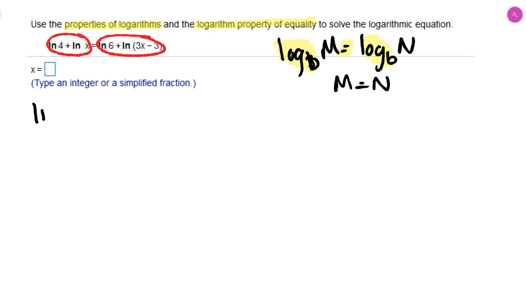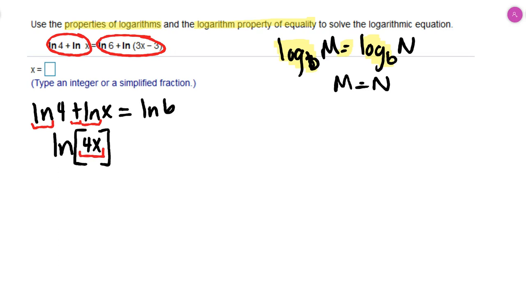So on the left, I have natural log 4 plus natural log x. One of the properties of logarithms is called the product rule. With the product rule, you're able to condense these logs into multiplication. Because both logs are the same base, these are natural log, which is base e, and we're adding, that can condense to having a product. The same thing can happen on the other side of the equation.